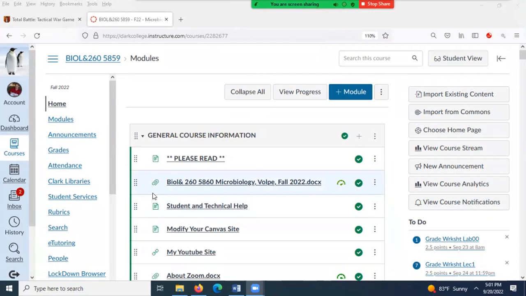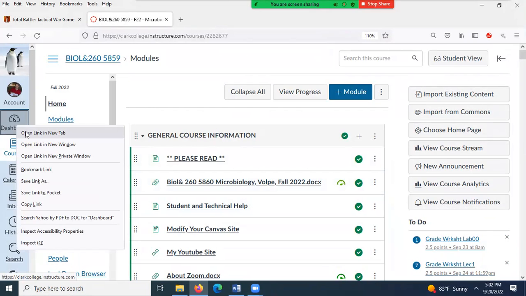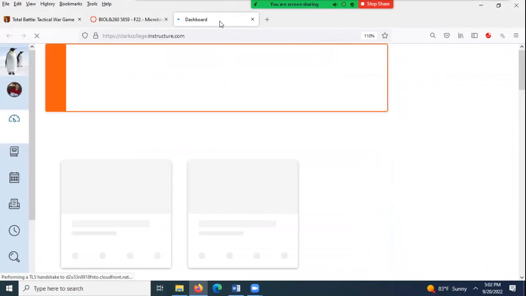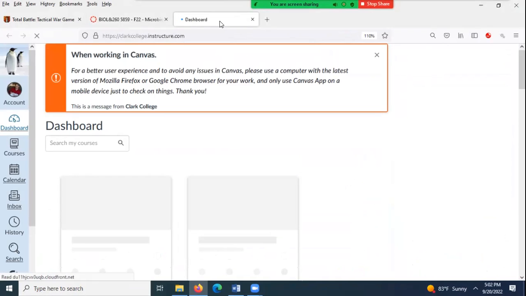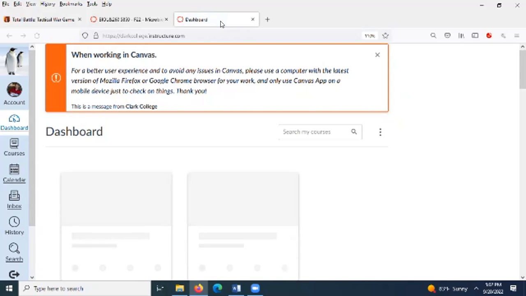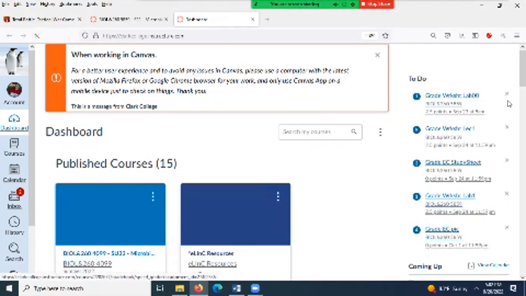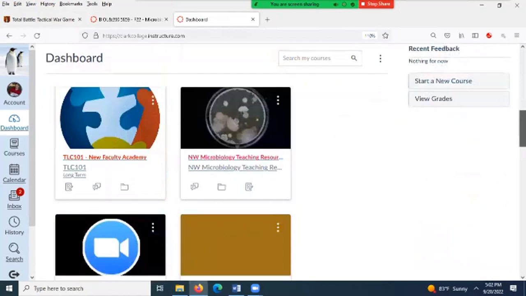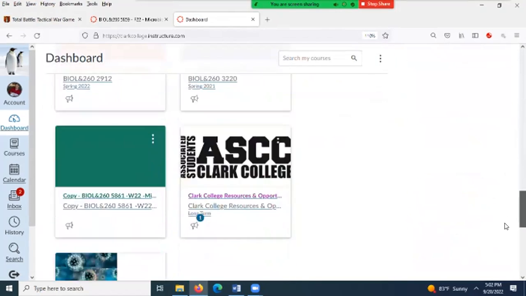This is our Canvas webpage. You should go there if you haven't already. Let me see. I go to the dashboard. So I've already logged in, but boy, this is slow. It's probably because this is the first day, second day of school. So there you go. You should select your Canvas course, and it has a nice picture of a virus.